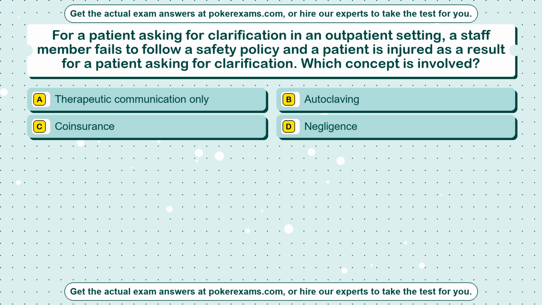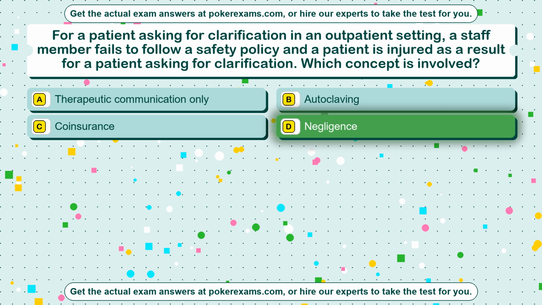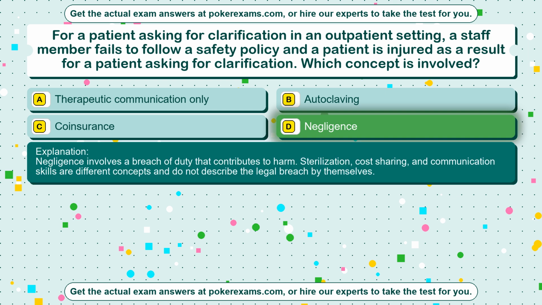Option B, autoclaving. Option C, coinsurance. Option D, negligence. The correct answer is option D, negligence. Negligence involves a breach of duty that contributes to harm.